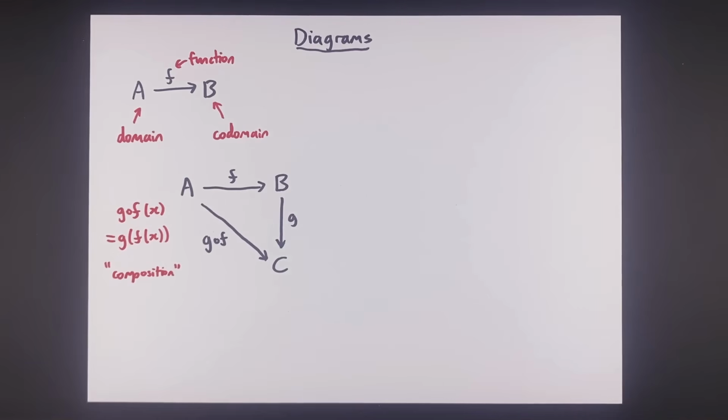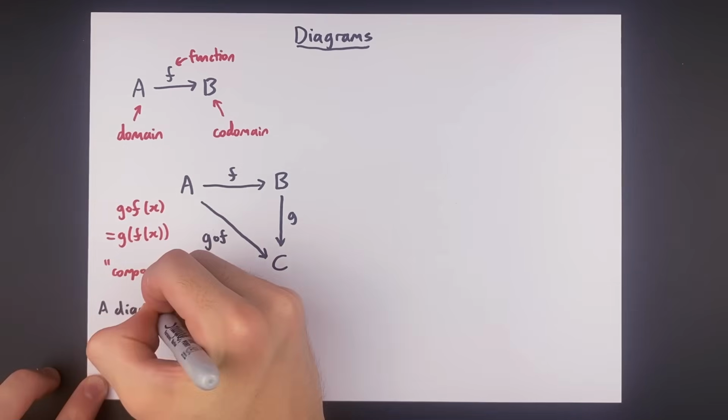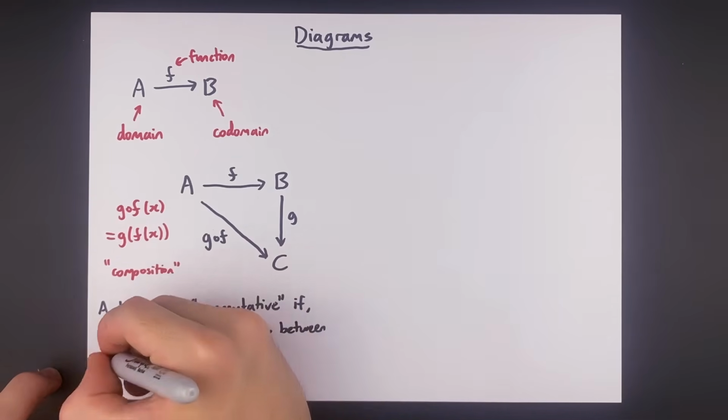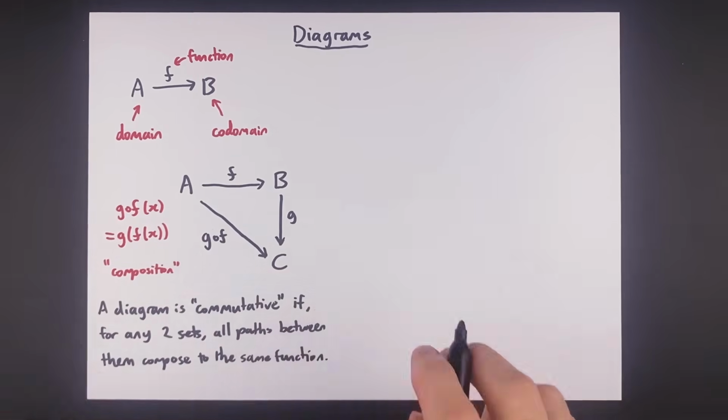Now, whenever I have a diagram like this, there might be multiple ways of getting from one set to another. We say that the diagram commutes, or is commutative, if every path between two sets composes to give the same function.